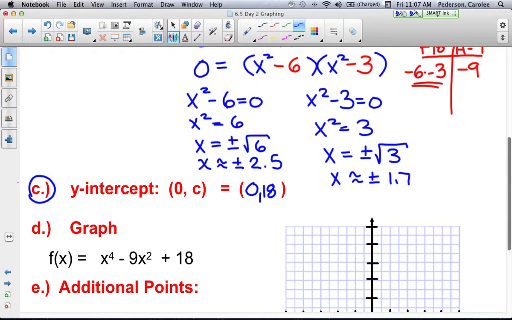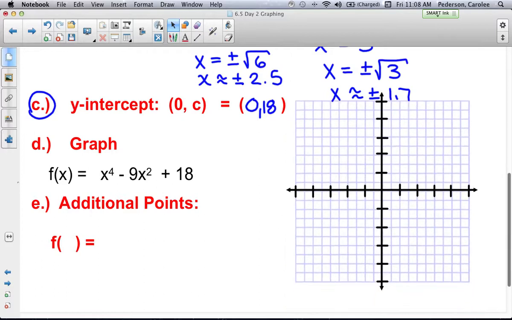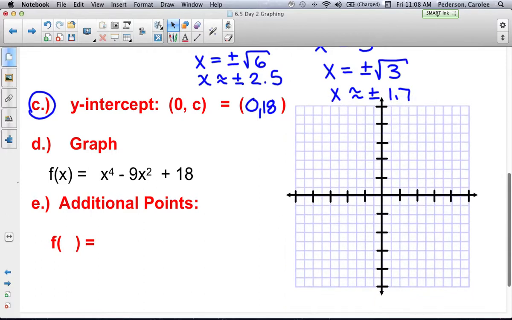The next piece is to start to graph the things that you have and then find a couple additional points. So I'll give you some time to go ahead and create an XY plane. Our units, I'd probably say by 2 in order to get that y-intercept to be 18.